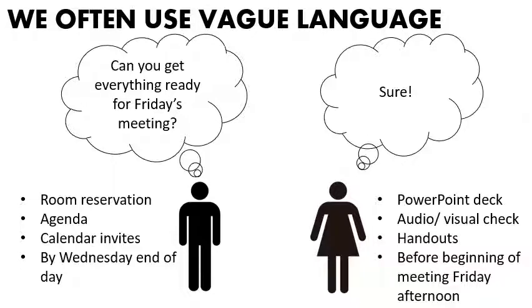She's thinking, oh, I got to do a PowerPoint deck, an audio-visual check, make handouts, and it just needs to be done before the meeting Friday afternoon. And so both of them think that they have an understanding, but they're actually thinking about two different things. And the point of SMART goals is to avoid these types of situations, to make sure that when you delegate your task to someone, that they understand specifically what you want. And also when you set goals for yourself, that you understand specifically what you're trying to achieve so you can make good decisions about where to put your time and your effort and your resources.